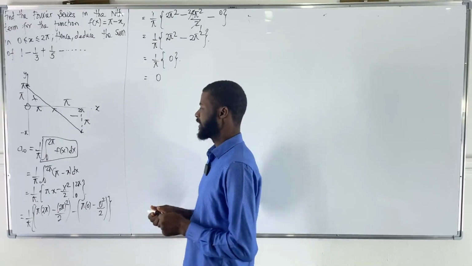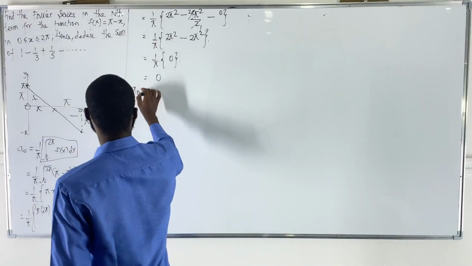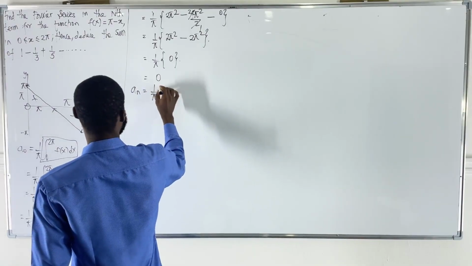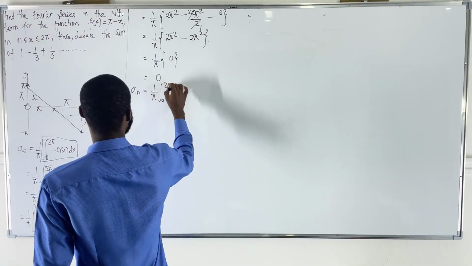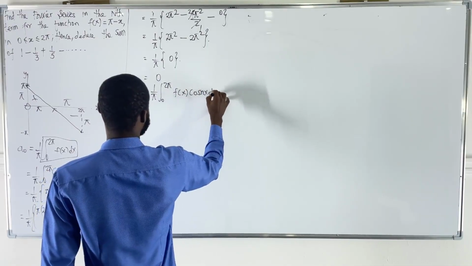So let's proceed. The next one we want to find is a sub n. So a sub n is 1 over pi, integral from 0 to 2 pi of f of x cosine of nx dx.